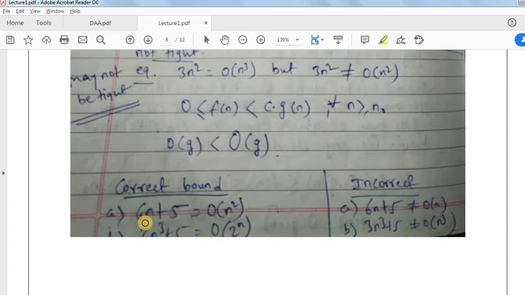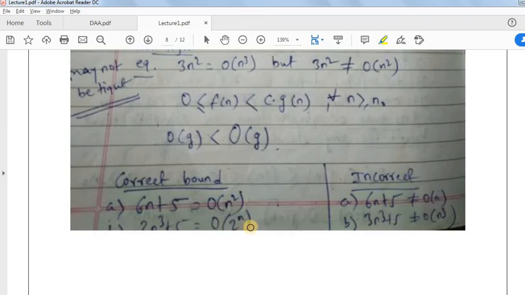Correct bounds, if I say 6n plus 5, what is the correct little o bound? It will be little o of n square. In case of big O, I could have probably written big O of n, which was correct here. Little o of n will not be correct. Little o of n square, you need to have something higher, not equal. 3n cube plus 5 will not belong to little o of n cube, while it will belong to little o of 2 raised to n, little o of n factorial, and so on.